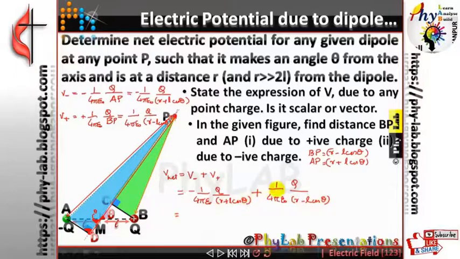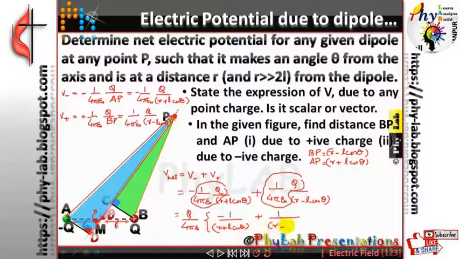So let's try to solve it out. Q upon 4 pi epsilon naught is common in both the expressions, friends. So I am going to take Q upon 4 pi epsilon naught outside, in a bracket, and I will have minus 1 upon R plus L cos theta plus 1 upon R minus L cos theta in the bracket. Let's go for further simplification of the expression, friends.